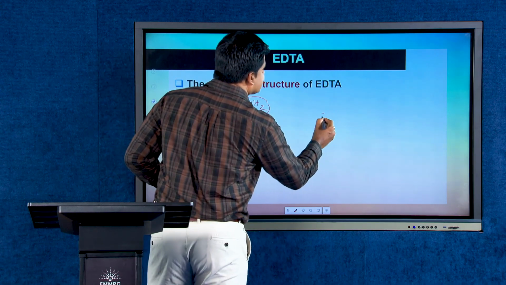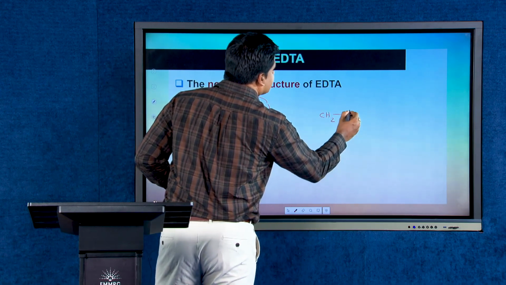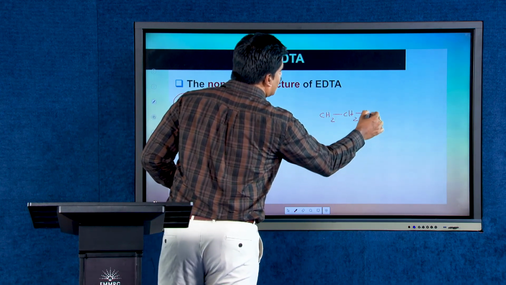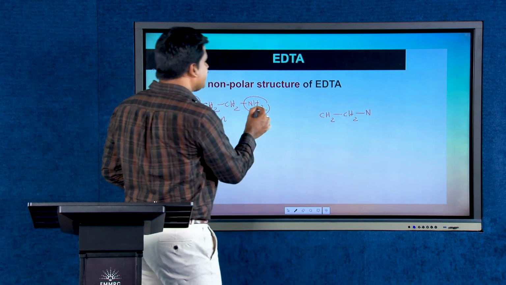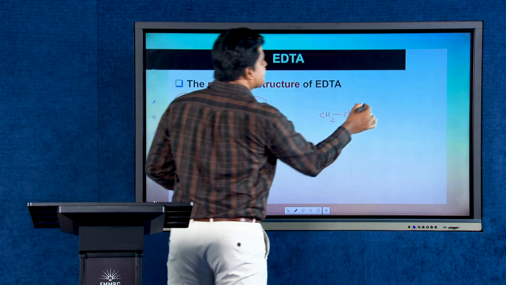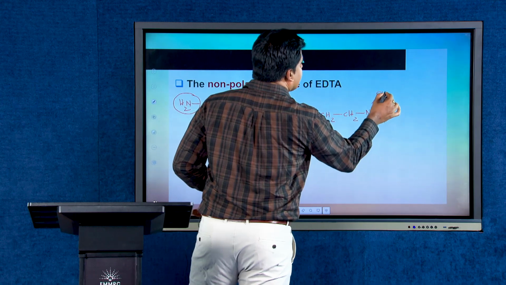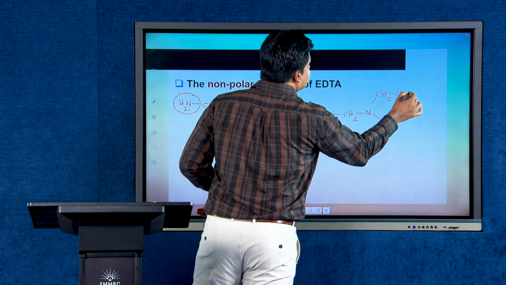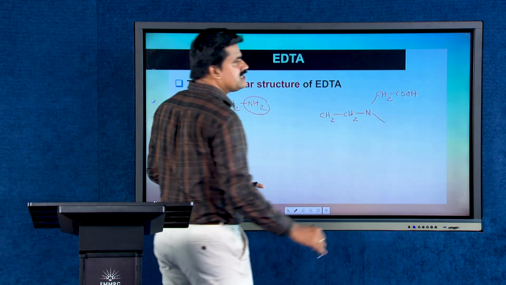I am simply representing the center part, that is the ethylene diamine part. Here there is one nitrogen. Two hydrogen atoms are already present. I just replace them with the two acetic acid molecule parts. Then I am putting CH2COOH. Remember, CH3COOH is acetic acid.